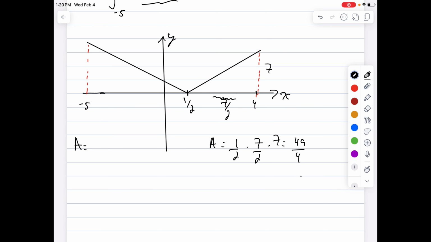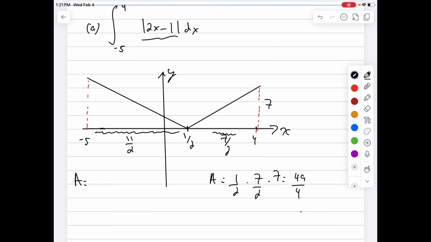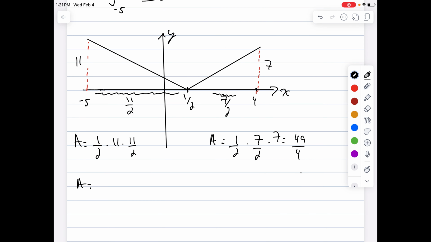The one that goes from -5 to 1/2 has a length of 5.5 units, which is 11/2. And the height, if you plug -5 in, comes out to be 11. It's 2 times -5 minus 1, which is -11. The absolute value of -11 is 11. So the area here would be 1/2 times 11 times 11/2, and that comes out to be 121/4.